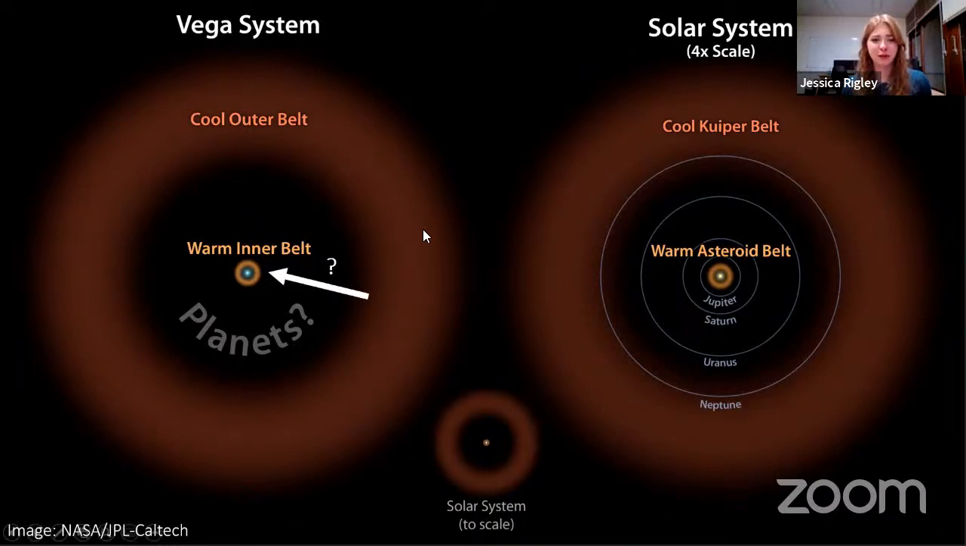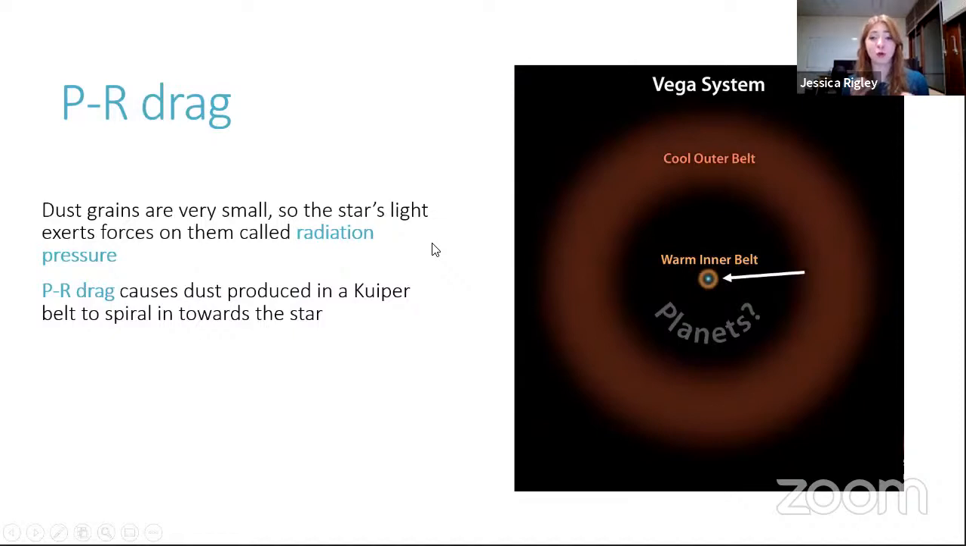And so we want to know, well, maybe the dust is somehow being produced in this outer belt and then being transported in towards the star. And so one possible way that this could happen is something called PR drag, or Poynting-Robertson drag. And the idea is that these dust grains are so tiny, remember they're microscopic, that when sunlight hits a dust grain, the dust grain is so tiny that light actually exerts a force on the dust grain. And this is something that's called radiation pressure.